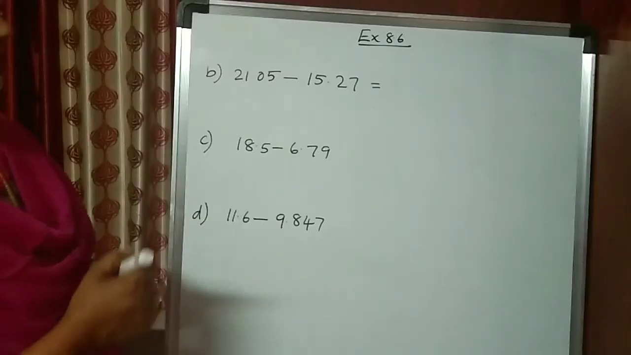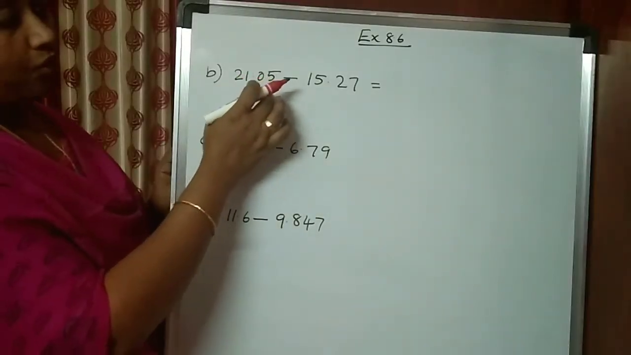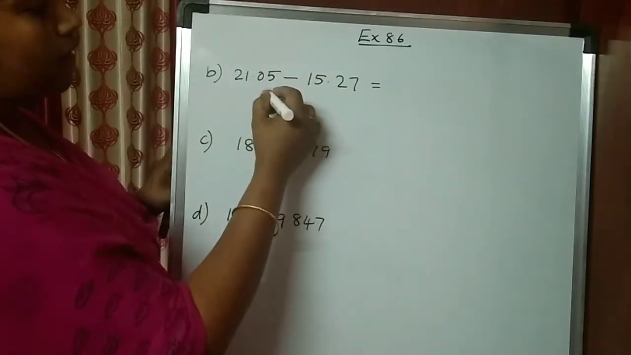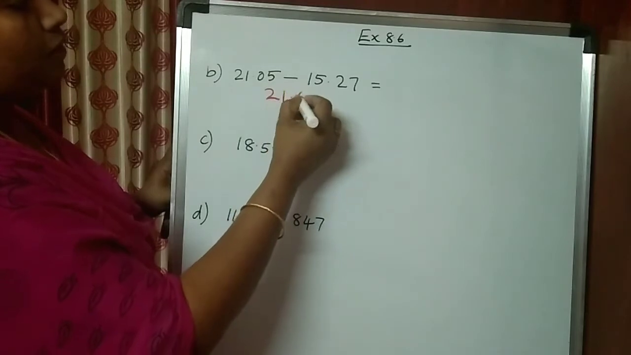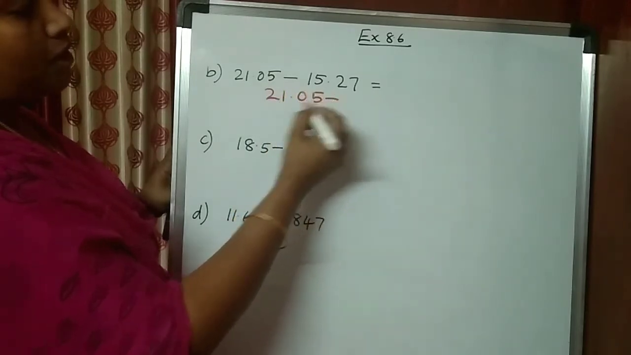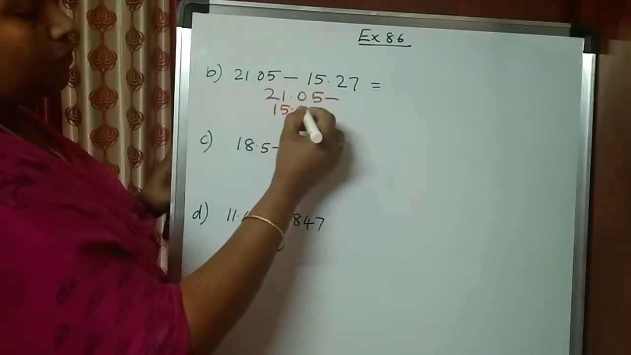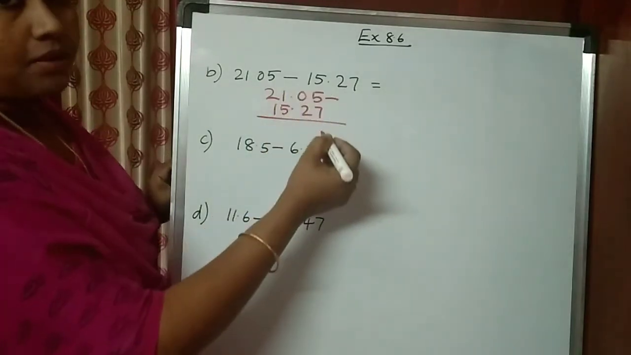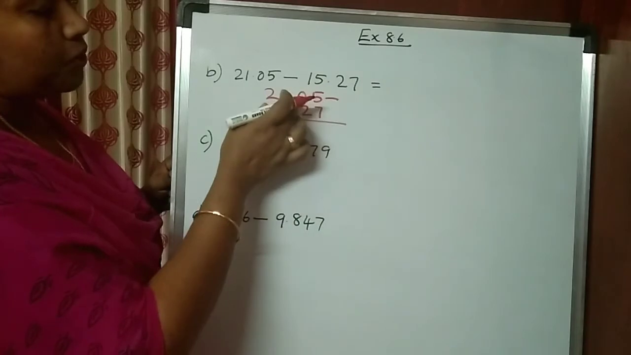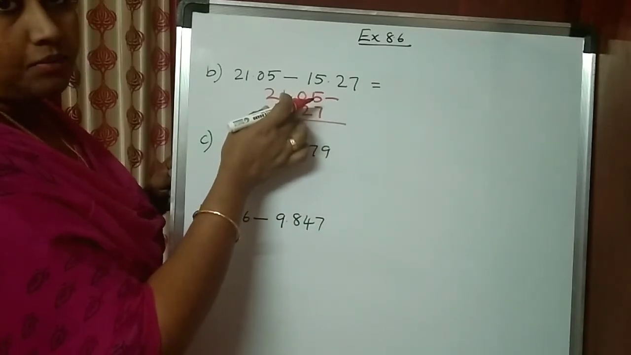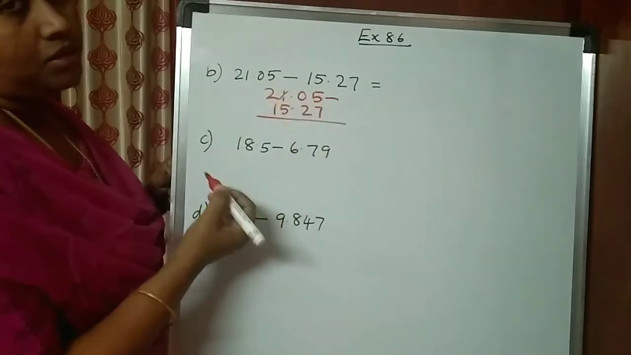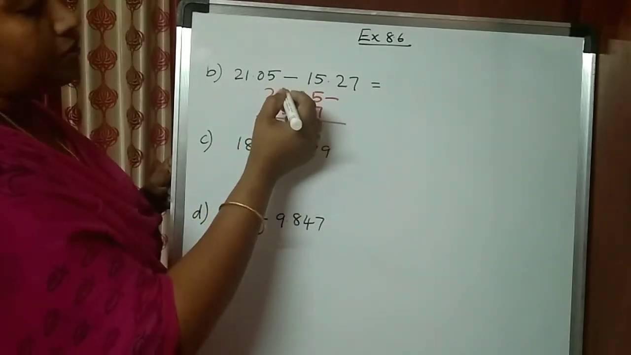Okay. Number B. 21.05 minus 15.27. Here also you just subtract the given decimal numbers. 21.05 minus 15.27. 5 minus 7, it is not possible, so you borrow. But the next place here also has nothing. So what will you do? Move on to the next place.